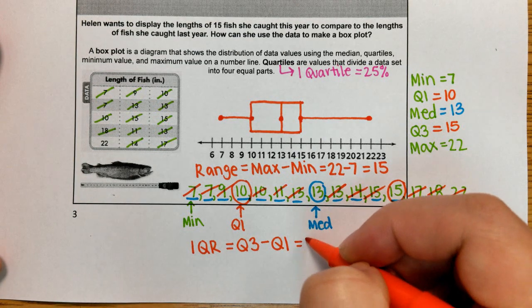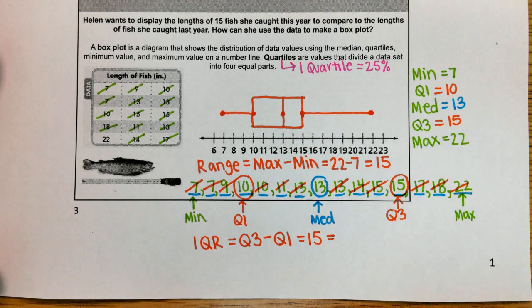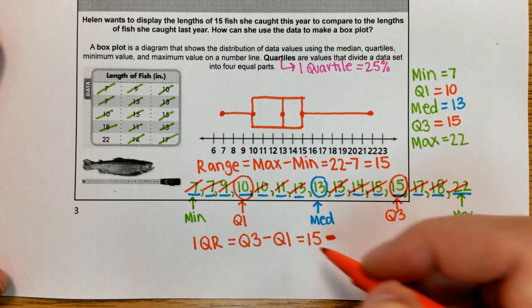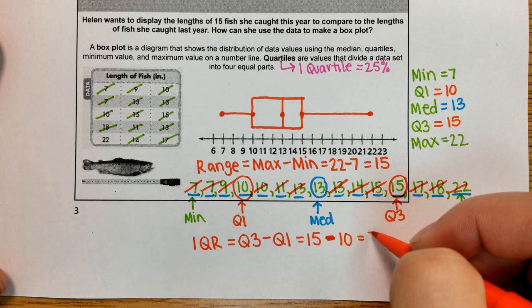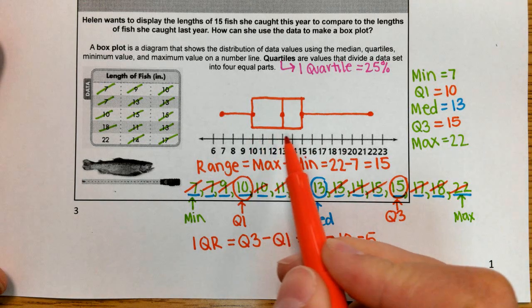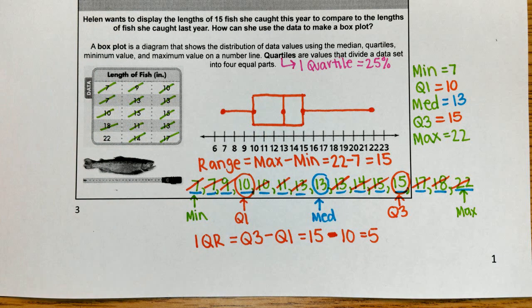So quartile 3 was 15. Quartile 1, whoops, I didn't mean to write equals, I meant to write subtraction, 15 minus 10, and that gives us 5. So that means the distance from 10 to 15, this box here, is 5. So the interquartile range, quartile 3 minus quartile 1.